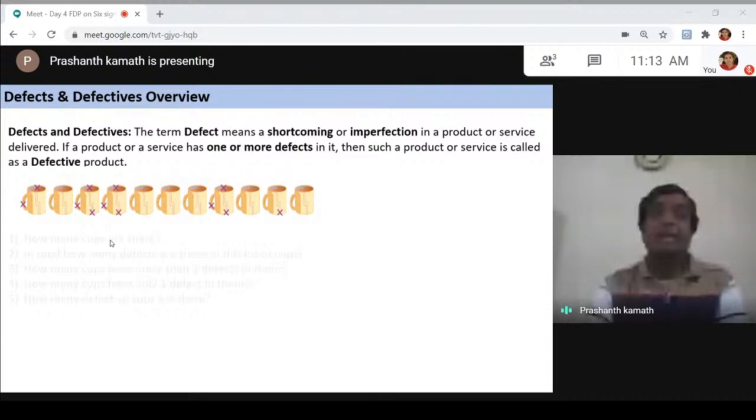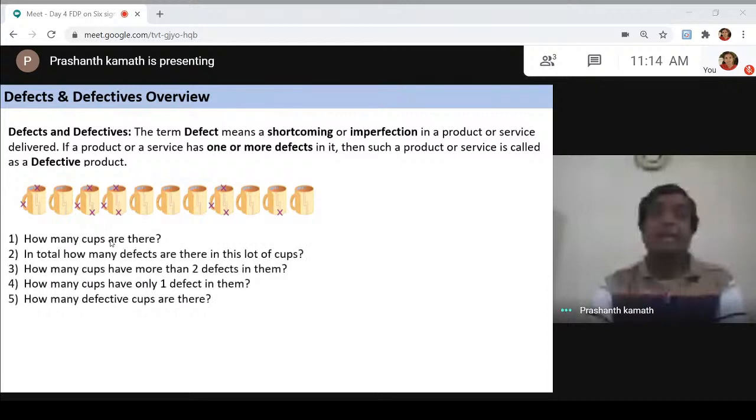The first question is, how many cups are there in this set? We have about 11 cups. If you count from left to right, you will get 11 cups. In total, how many defects are there in this lot of cups? As I said earlier, what is a defect? How many defects are there totally?